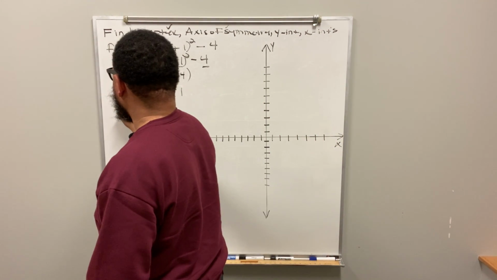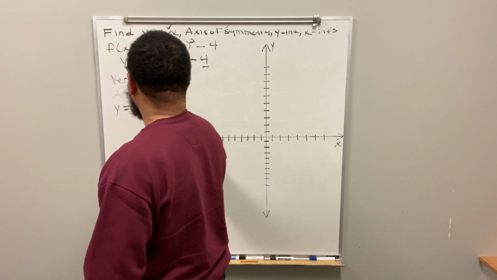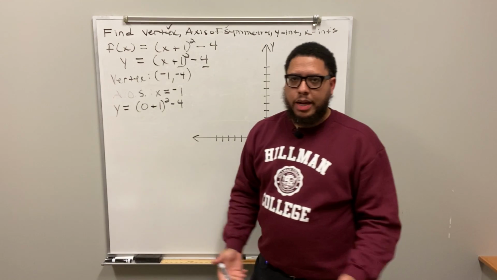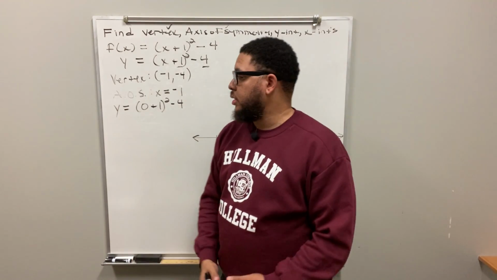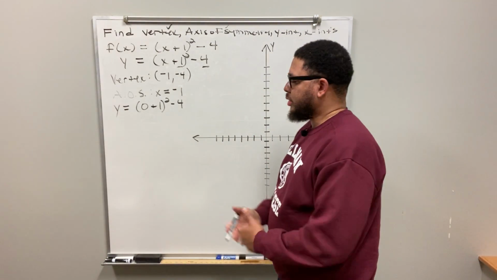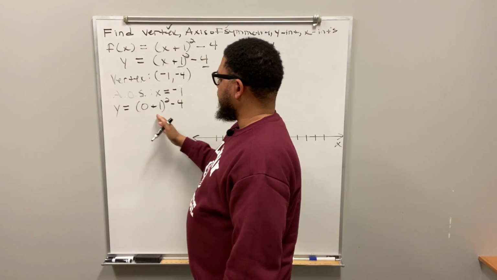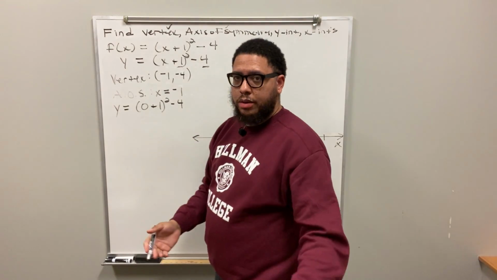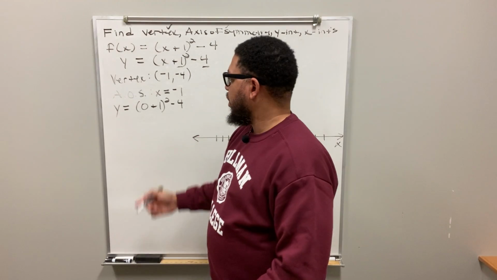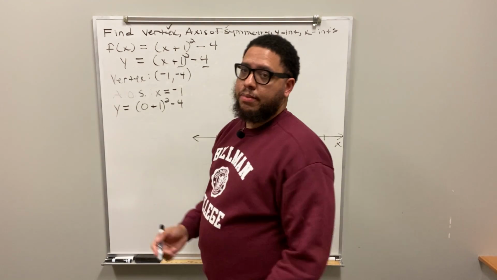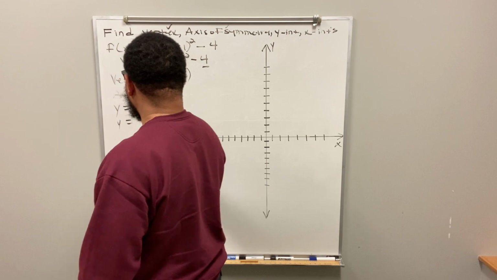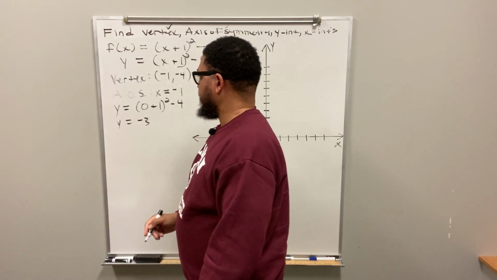So I'm going to do y equals 0 plus 1 squared minus 4. And then I just use my skills with basic computation on the right side of the equation. A little bit of order of operations, something light, right? Inside the parentheses, I do 0 plus 1, I get 1. And then I do 1 squared. 1 squared is 1 times 1. That's 1. And then I do 1 minus 4, and I get -3. So my y value is -3. And that's my y-intercept.